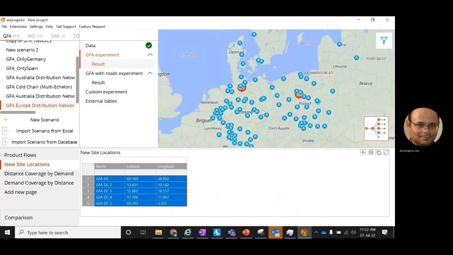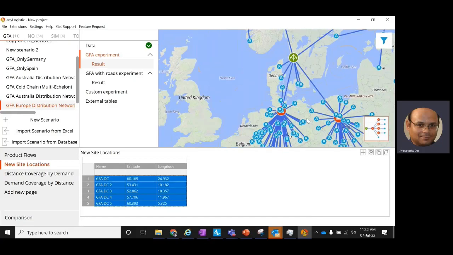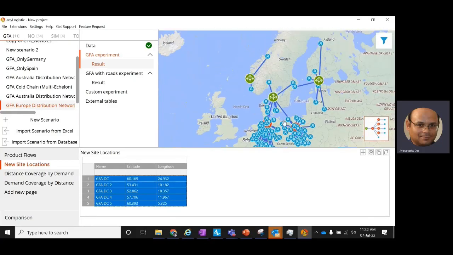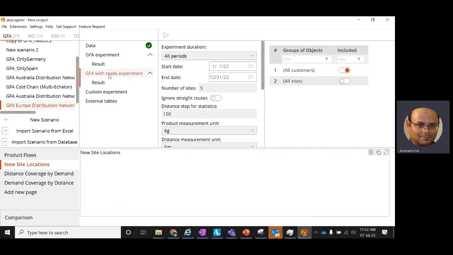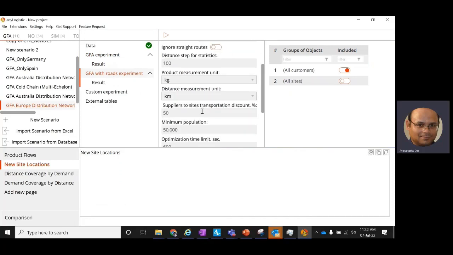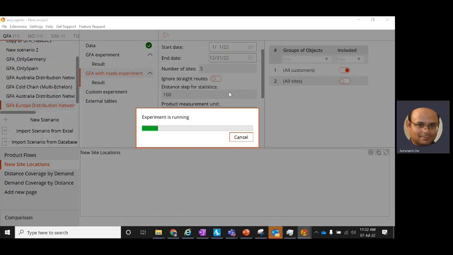And we can actually see the network that it suggests, so which DC is serving which customer. This is showing the straight line distances. However, we can actually do a GFA with roads experiment, which will consider the road distances instead of considering them as straight distances.